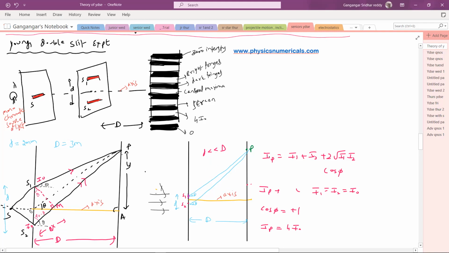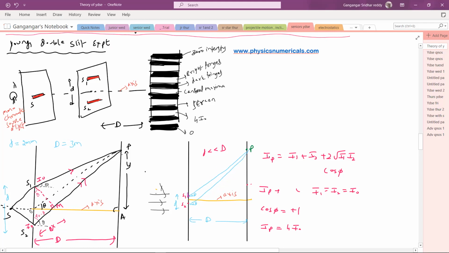Then the angle made by the line joining S1 to P with the horizontal, let it be theta. Similarly, the angle made by the line joining S2 to P with the horizontal, let this also be theta.